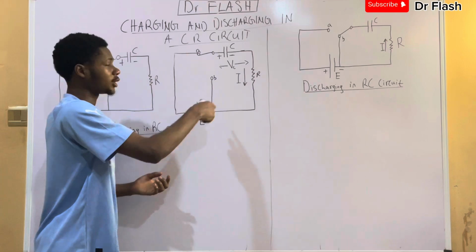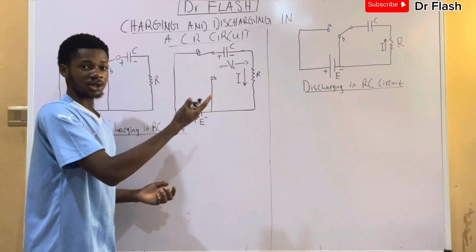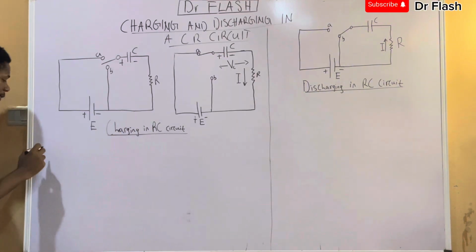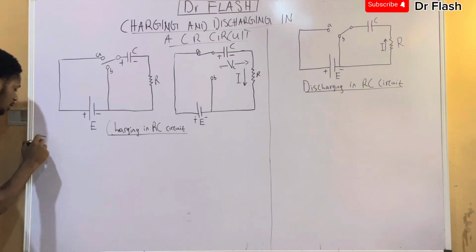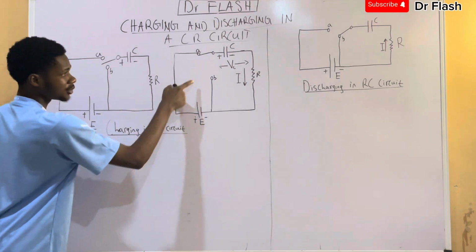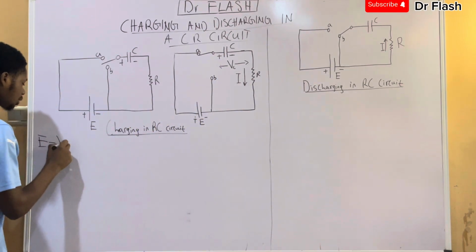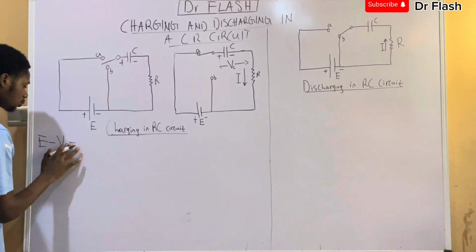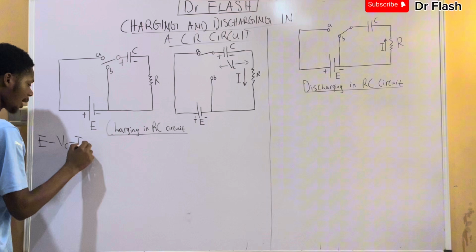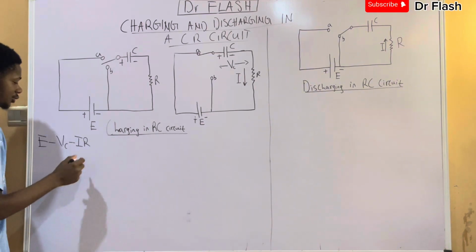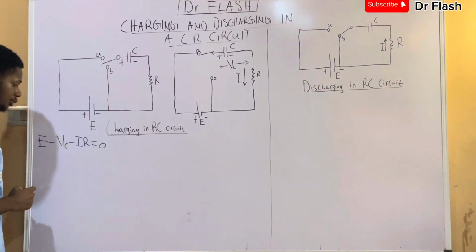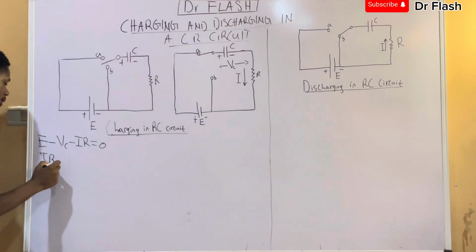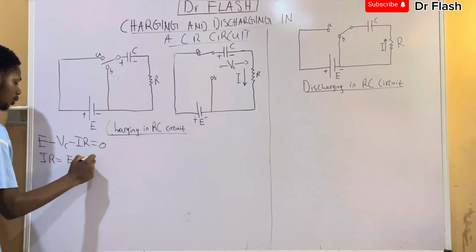I'm just going to make use of the KVL, which is Kirchhoff's voltage law, on this aspect. So if we are moving in a clockwise manner, it means we are going to have E, which is the EMF of the battery, minus the potential difference of the capacitor, VC, minus I times R, which is the potential difference across the resistor, equal to 0. Now I can choose to make IR the subject of the formula here. If I do, I'm going to get E minus VC.